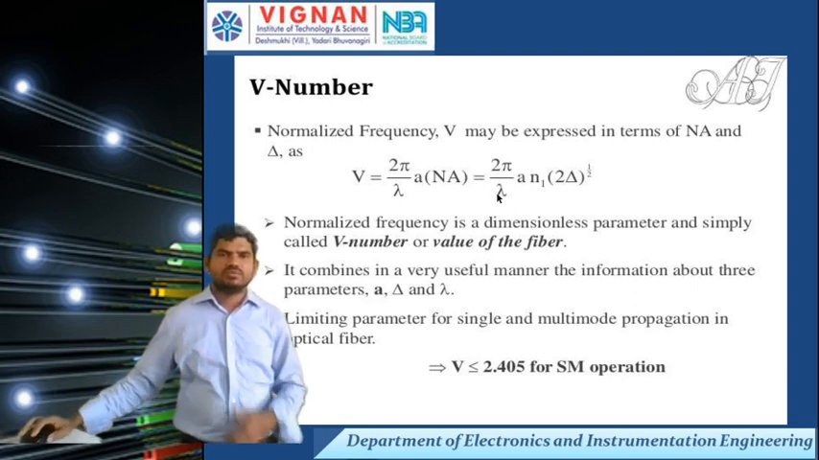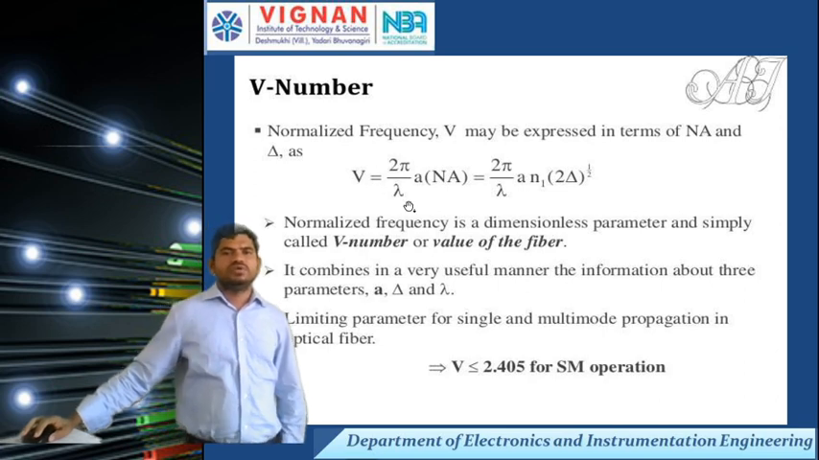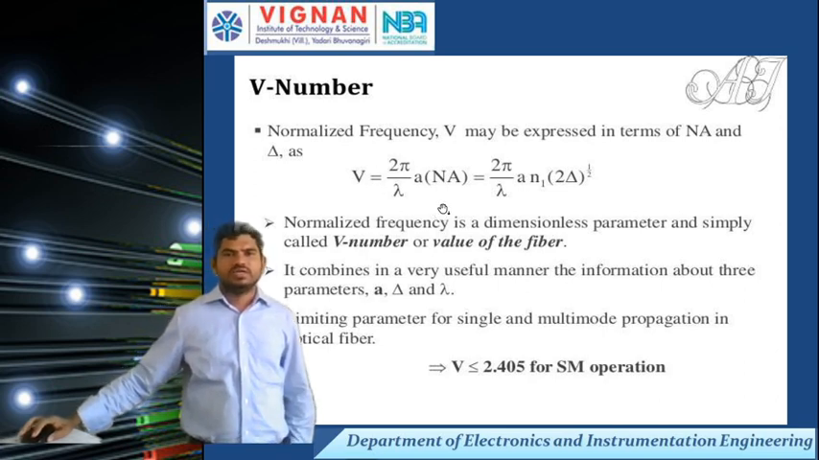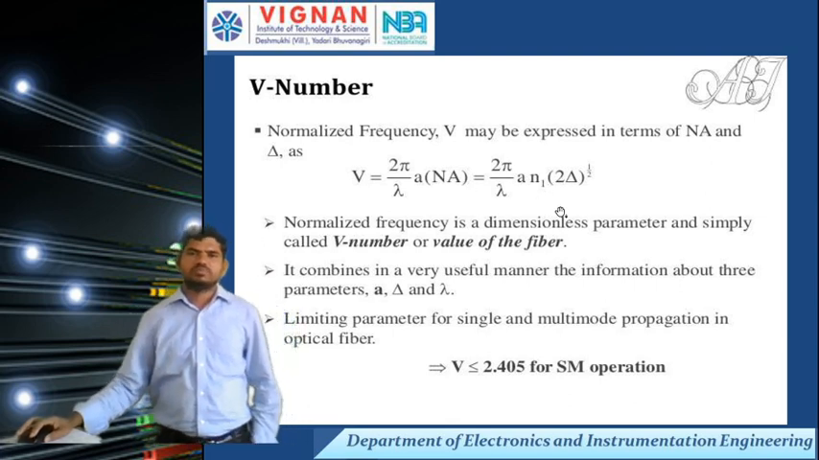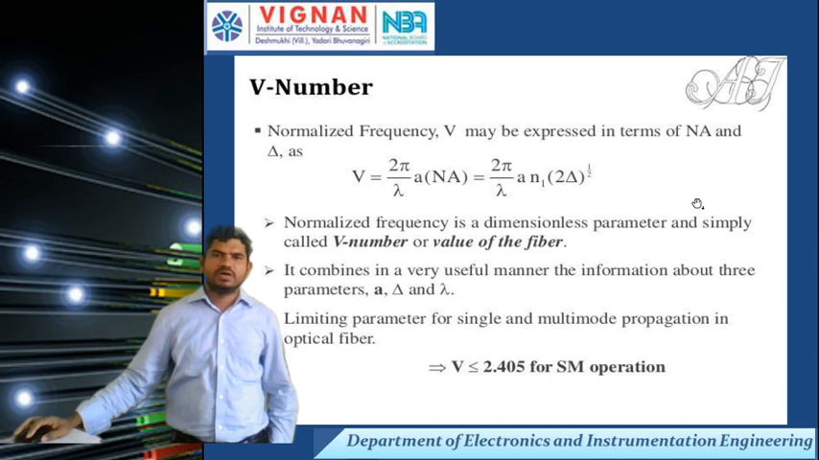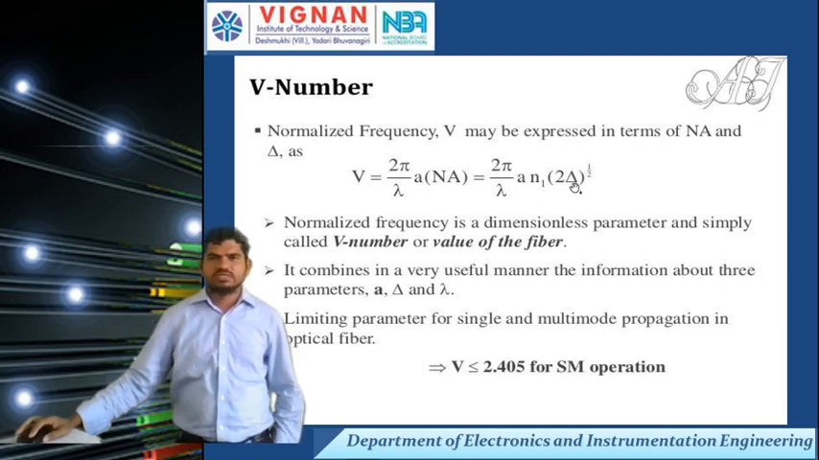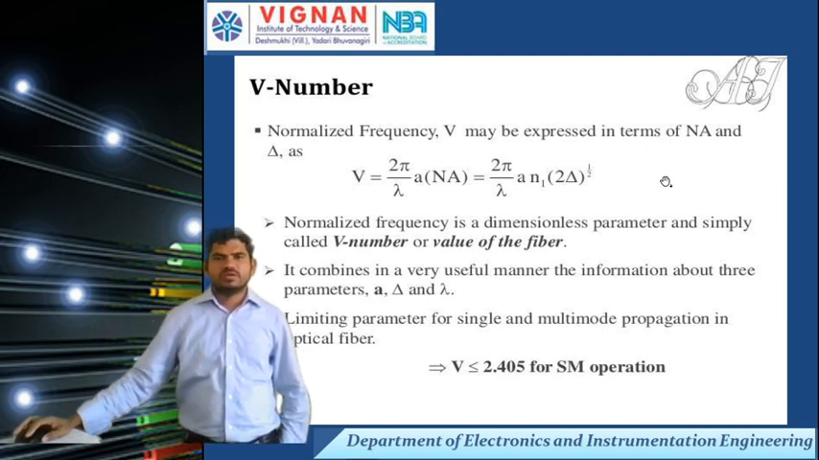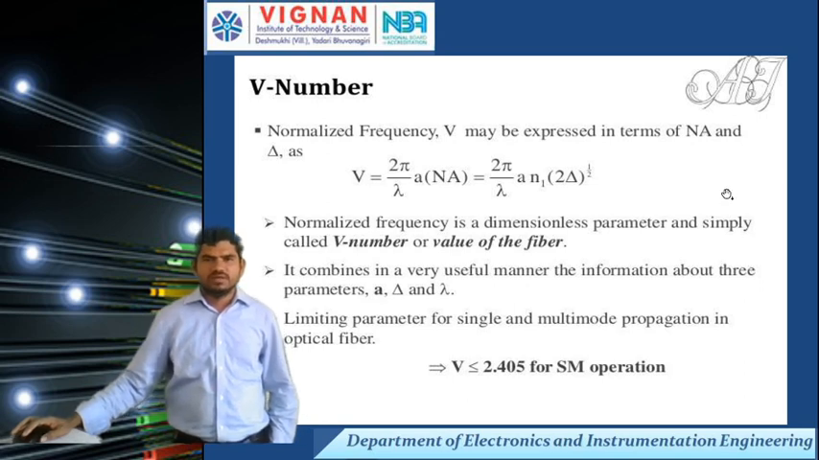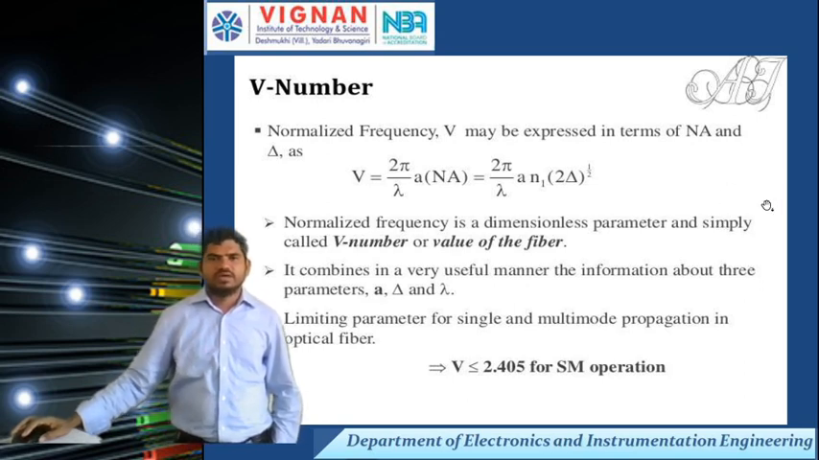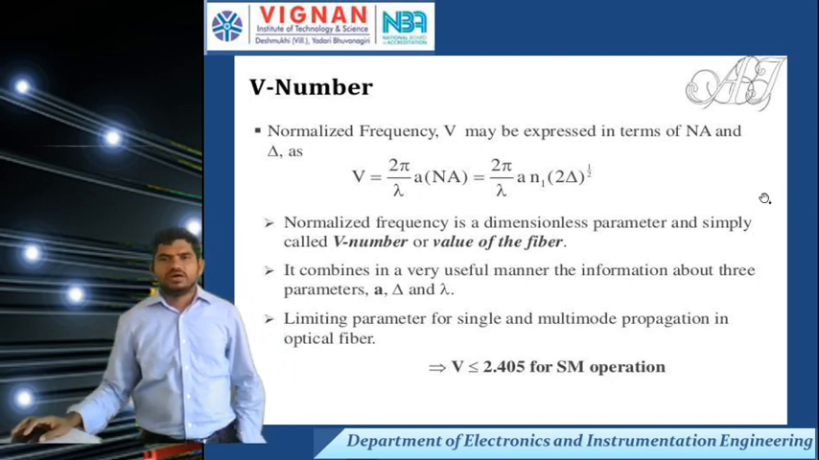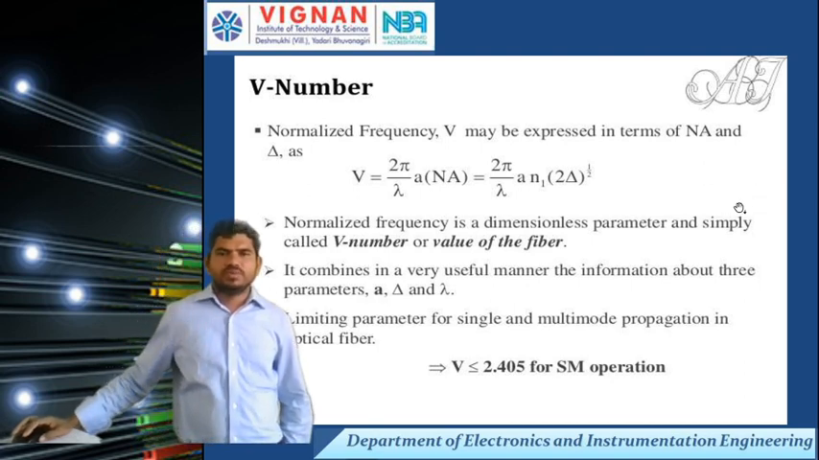Here the standard formula of the V number is V equal to 2 pi by lambda into a into numerical aperture. That is equal to 2 pi a by lambda into n1 into root of 2 delta, to the power of 1 by 2. Here the normalized frequency is a dimensionless parameter, and we simply call it the V number or the V value of the fiber.